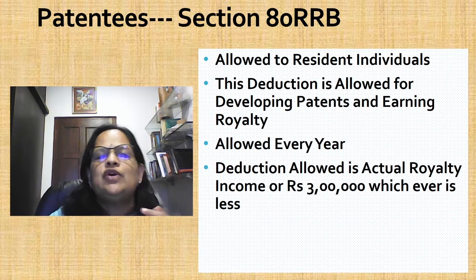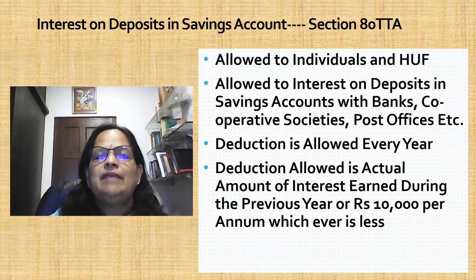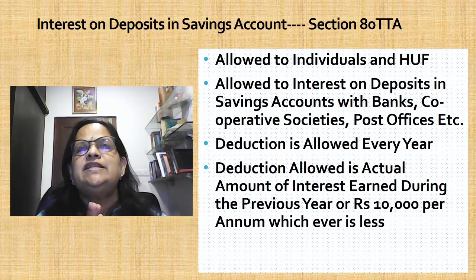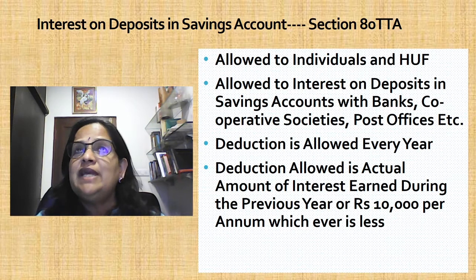So the same as royalty. This deduction is the same. Now this is for two sections: 80TTA and 80TTB, which are for savings bank interest.